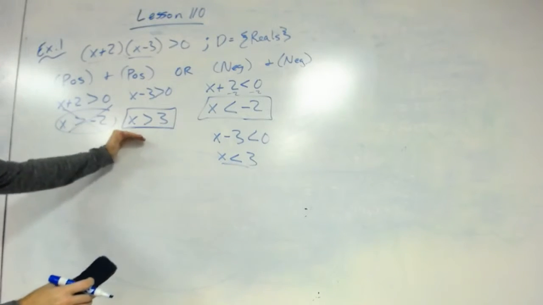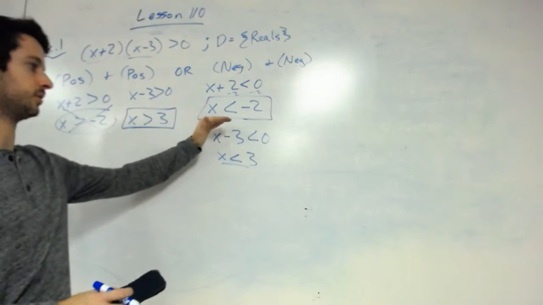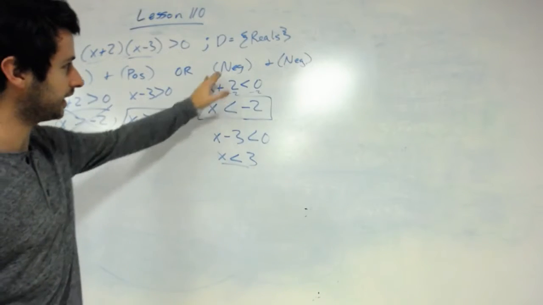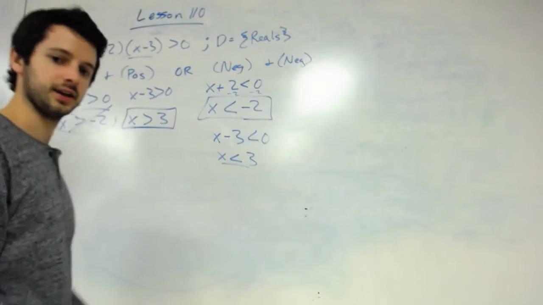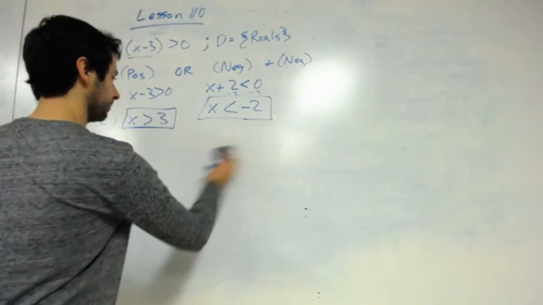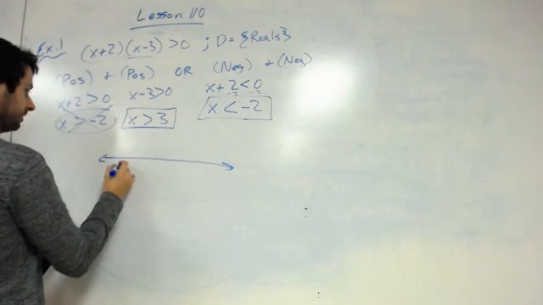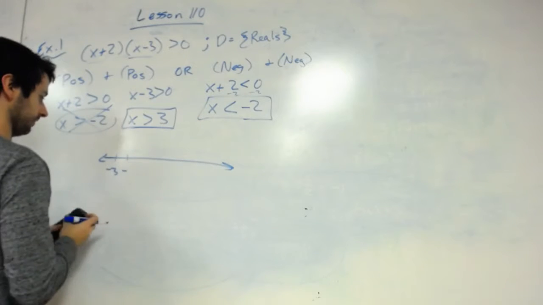If we're doing a positive times a positive, x is greater than 3. If we're doing a negative times a negative, x would have to be less than negative 2. So now we simply graph that on a number line. This part's easy.